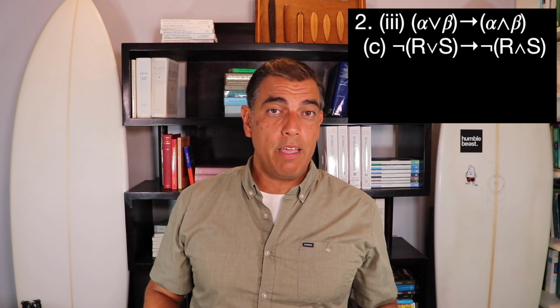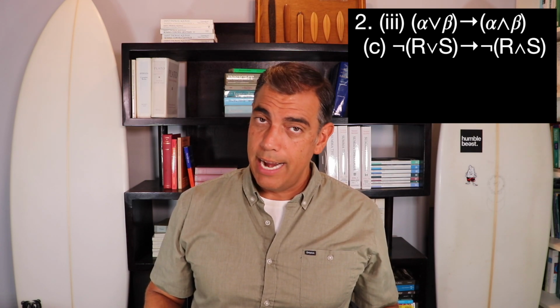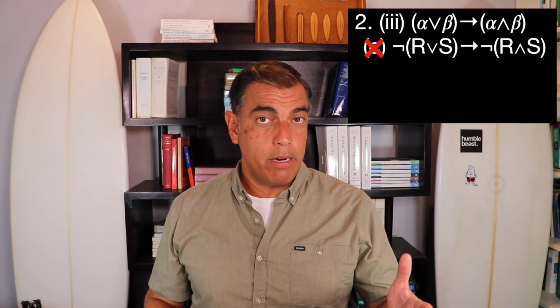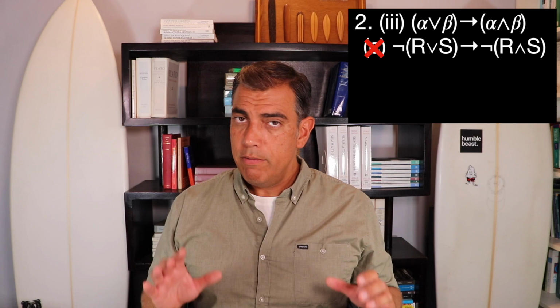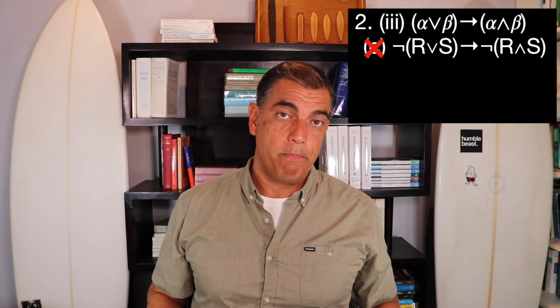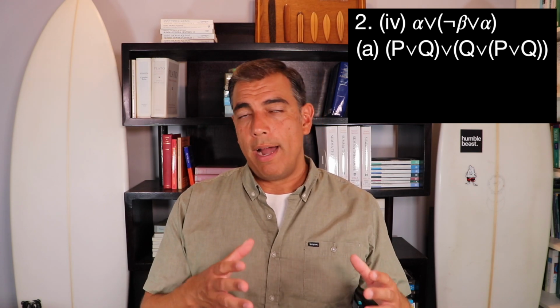And then we have "if it's not the case that R or S, then it's not the case that R and S." This is not an instance. And the problem here is those two negation signs, right? Even though everything else lines up, we throw those negations in there. Unfortunately, that's a different logical form.